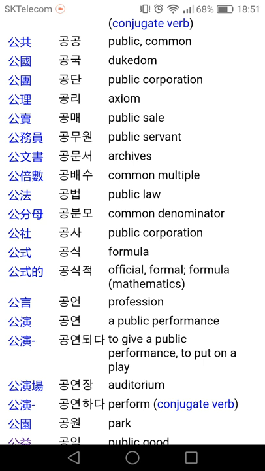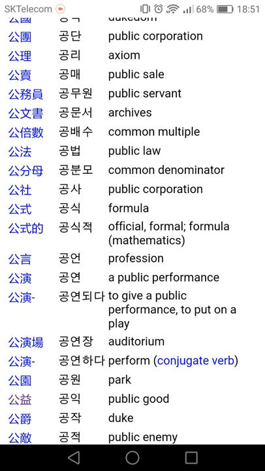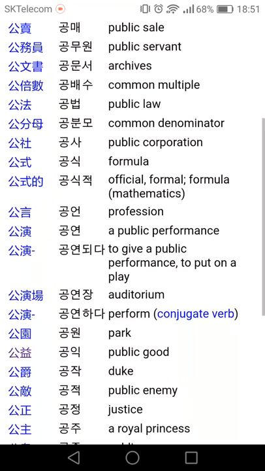And then we have Kong Sa. Sa means company. So if you see Kong Sa, which is public company, that becomes a public corporation. Okay.